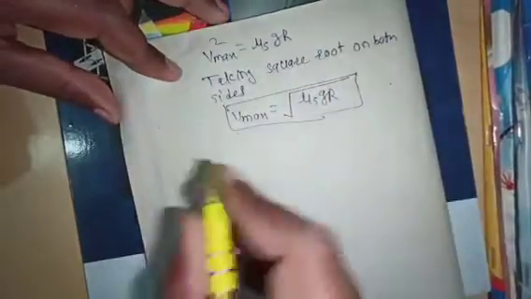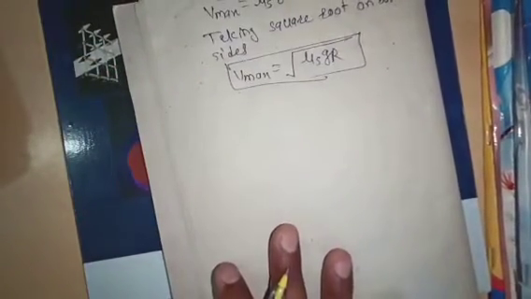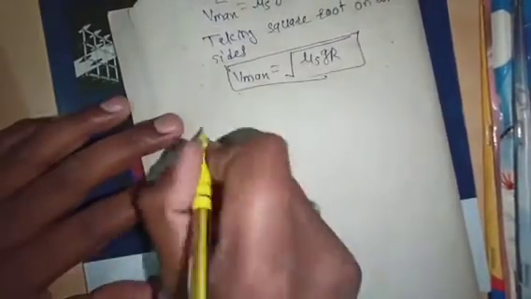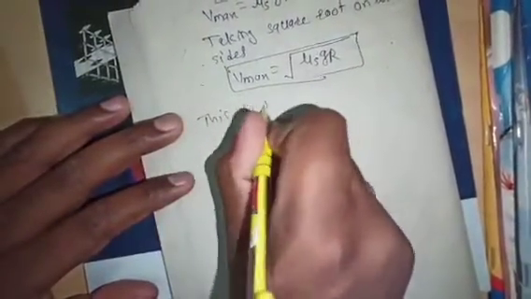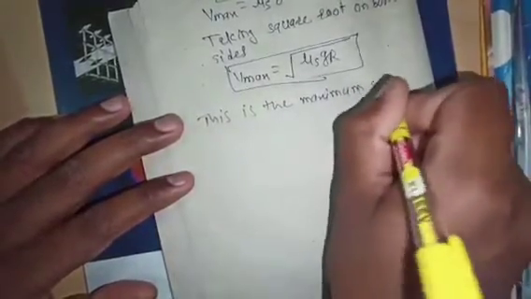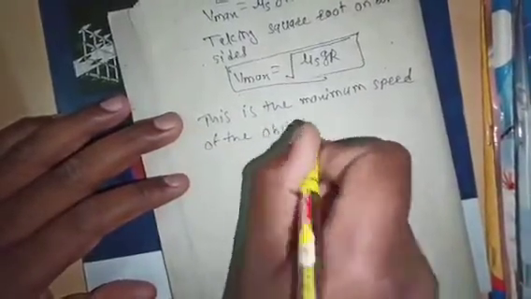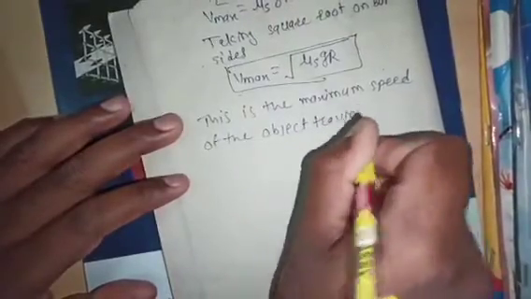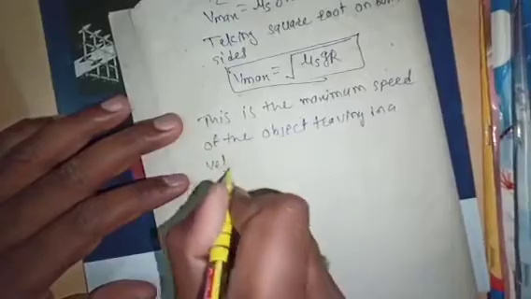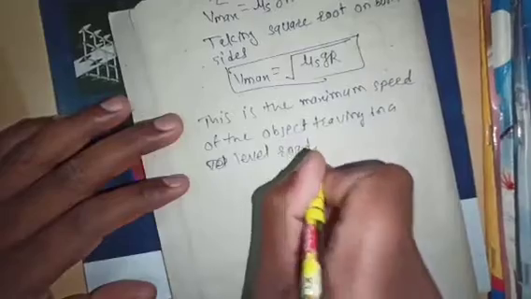Okay, this is the maximum velocity range when the object is traveling in a circular path and the road is a level road. This is the maximum speed or velocity of the object traveling in a level road. This is the maximum speed of an object which is traveling in a level road.